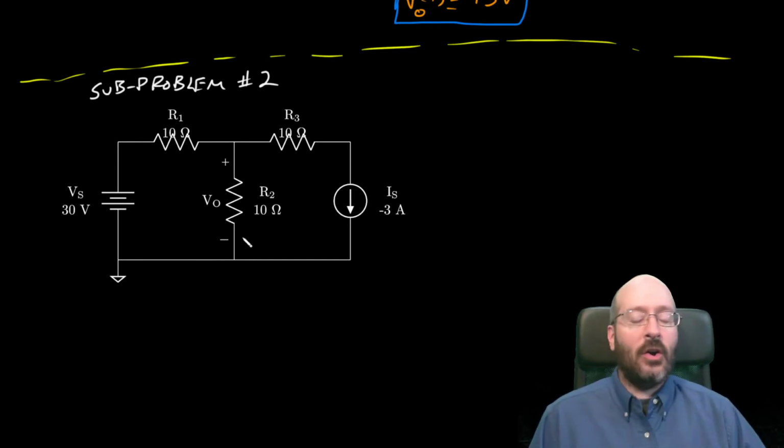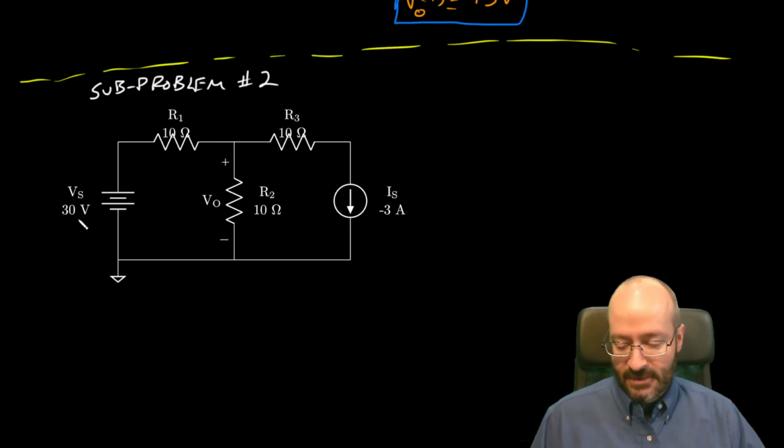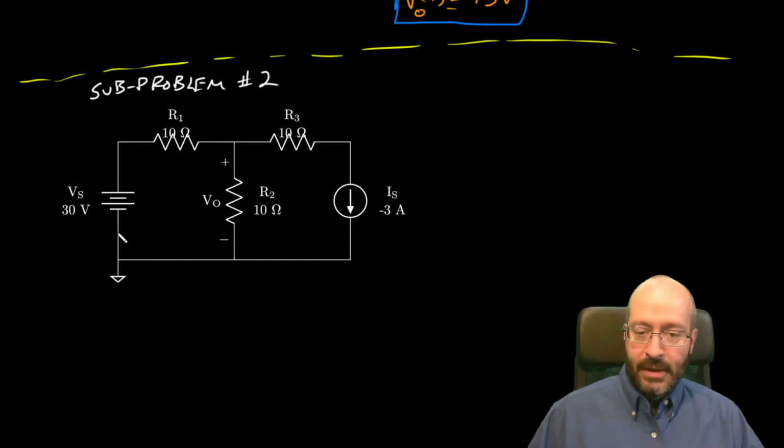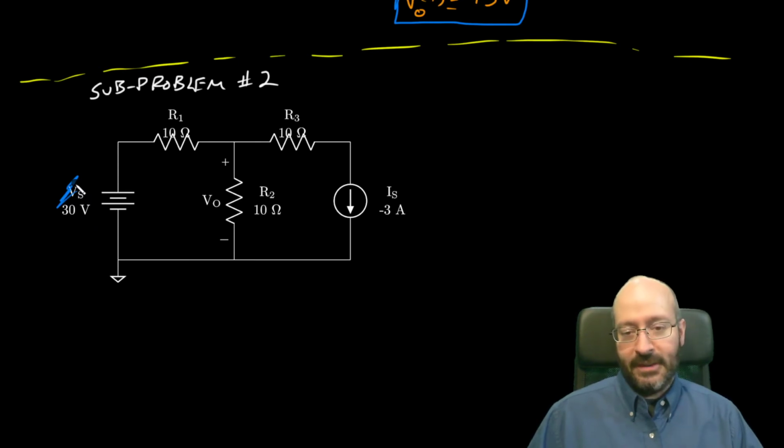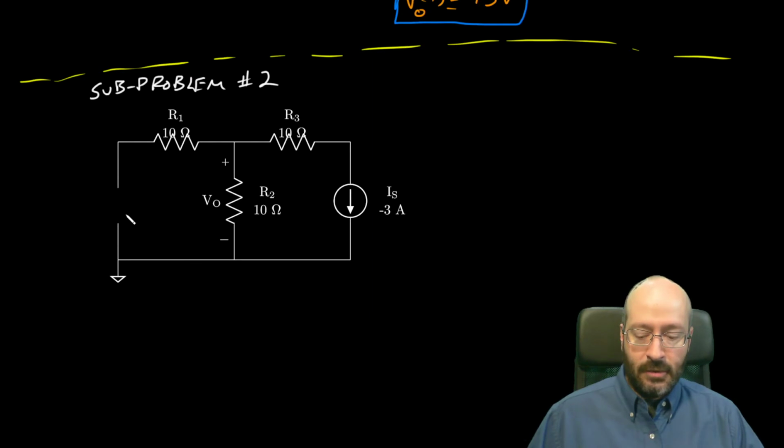So we've got to replace all of the other independent supplies. Right now it's just this voltage supply. We replace it. That's not the eraser. That's the eraser. We replace it with its ideal resistance. For a voltage supply, that's a short.